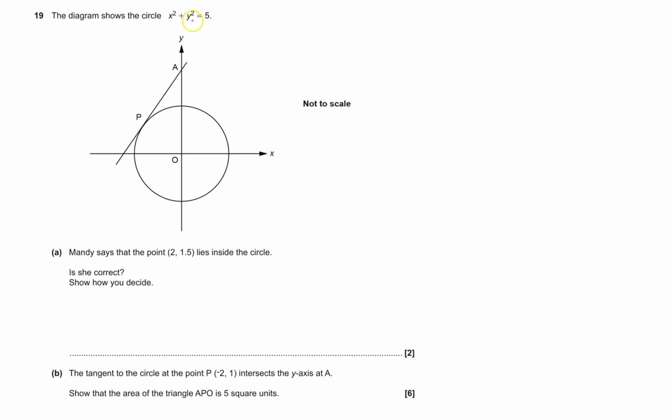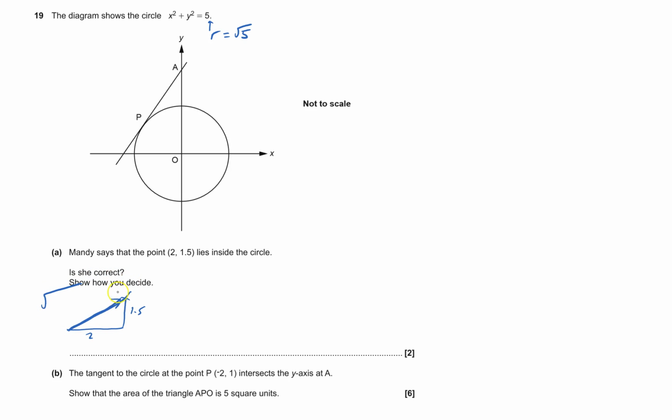The diagram shows that x squared plus y squared equals 5, and this is a circle, and that is the radius squared, so the radius equals the square root of 5. Mandy says that the point (2, 1.5) lies inside the circle. Is she correct? Well, (2, 1.5) would be that point there, if that's my axis, that goes across by 2, 1.5. I just need to find out how long this is, okay?